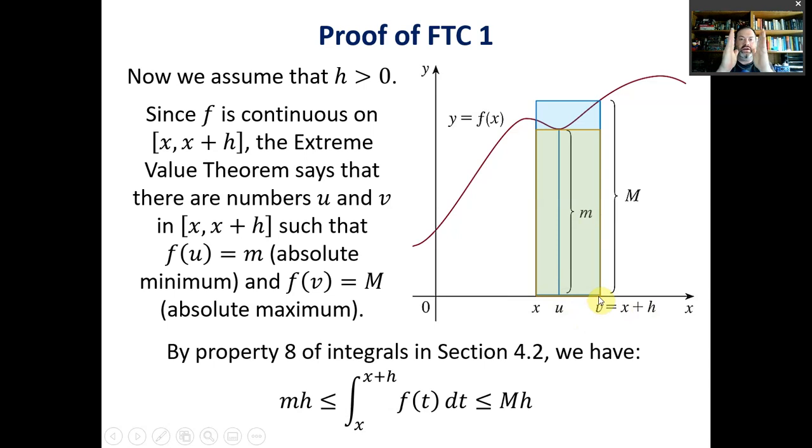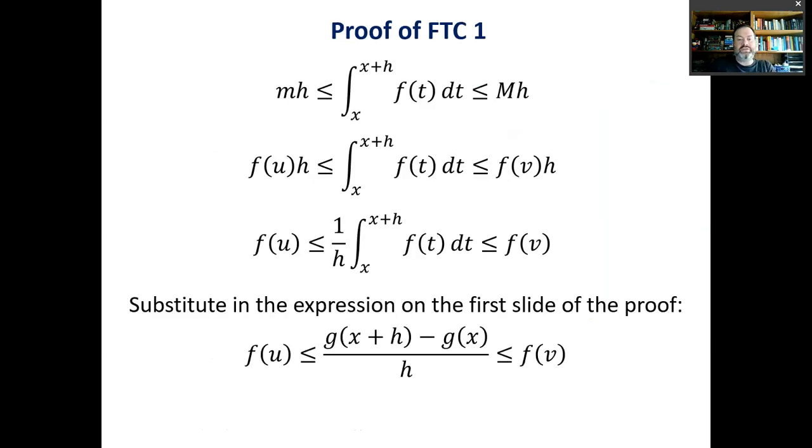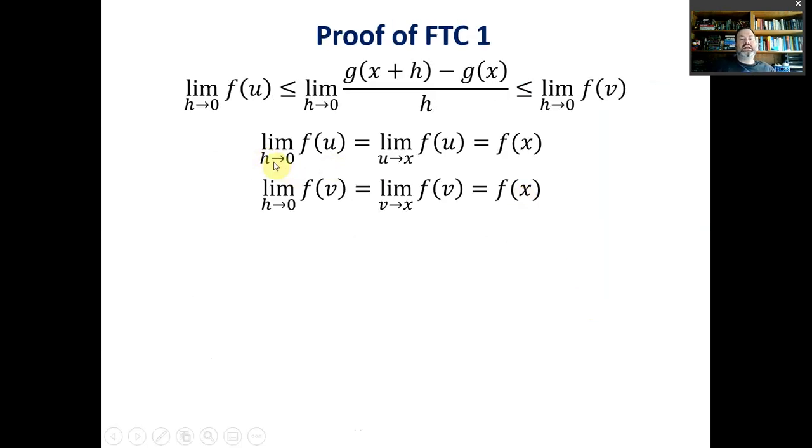So we're bringing the whole thing together. As h gets smaller, u is getting closer to x, and v is getting closer to x. And this is a continuous function. So the limit as h goes to 0 of f of u is the same as saying u approaches x. This is just logic, not a big algebra thing. If the interval gets smaller, u has nowhere else to go except to get closer to x. And because this is continuous, we can plug this in. So the limit as u gets closer to x is f of x.